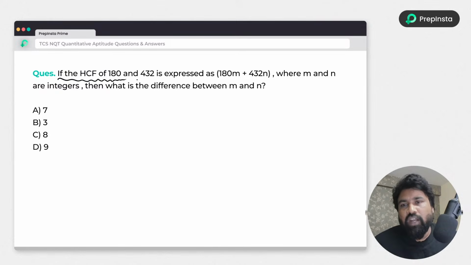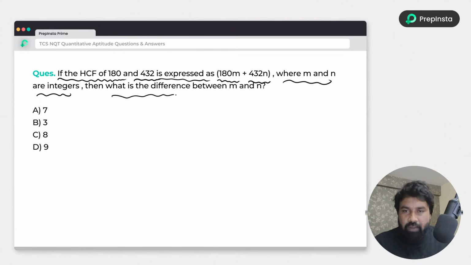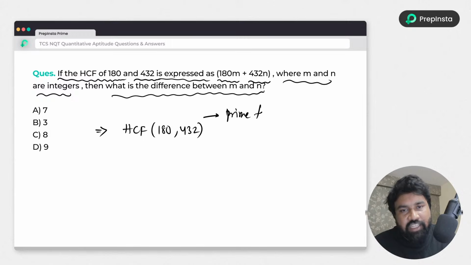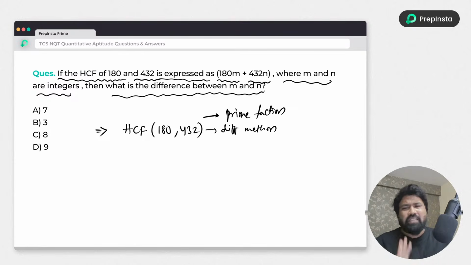If the HCF of 180 and 432 is expressed as 180m plus 432n, where m and n are integers, then what will be the difference between m and n? So let's do this. Guys, what is the HCF of 180 and 432? You can do it in two different ways. One is prime factorization. Also, you can go through the difference method. Anything will be the same.